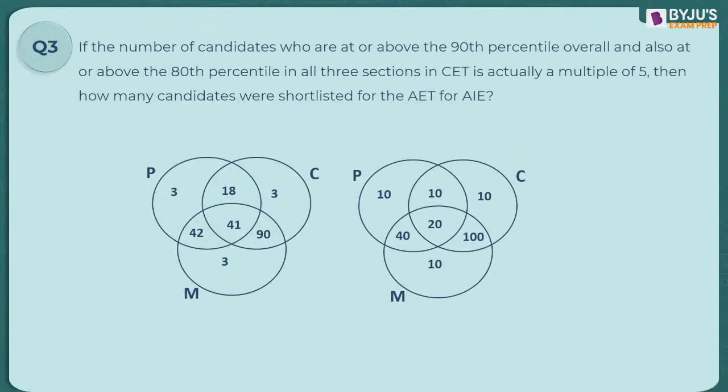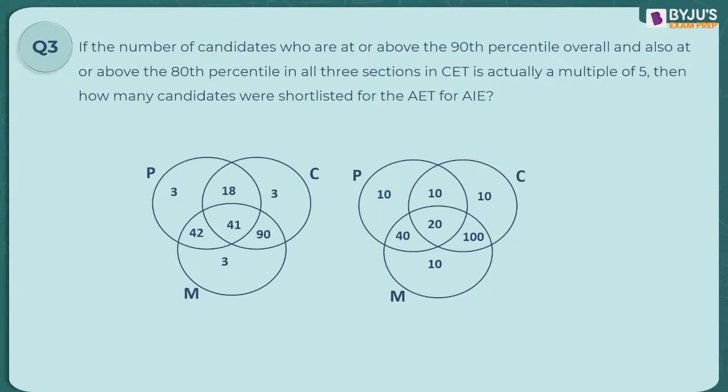Okay, next question. If the number of candidates who are at or above 90 percentile overall, so all candidates are there, right? So you do not have to worry about that. And also at or above 80th percentile in all three sections in CET is actually a multiple of 5. How many candidates were shortlisted for the AET for AIE? So we have to find how many were shortlisted for AET in this case.